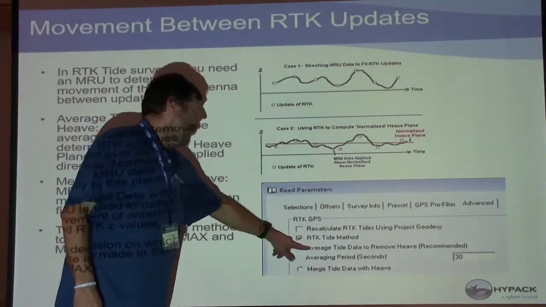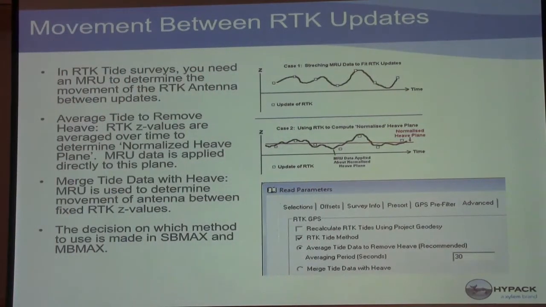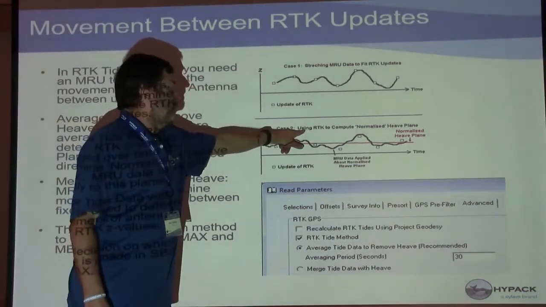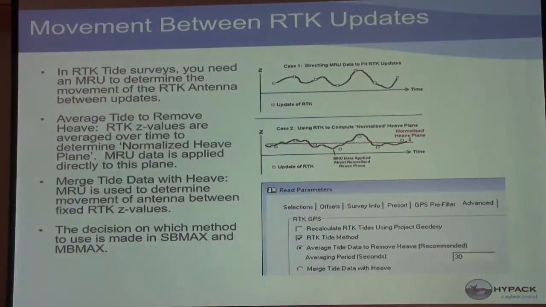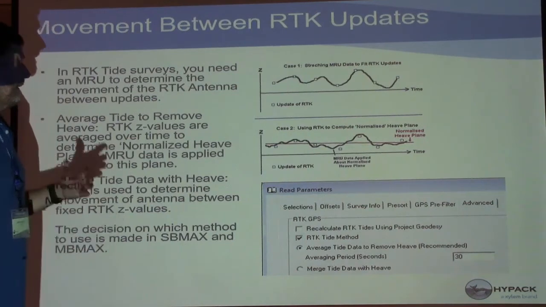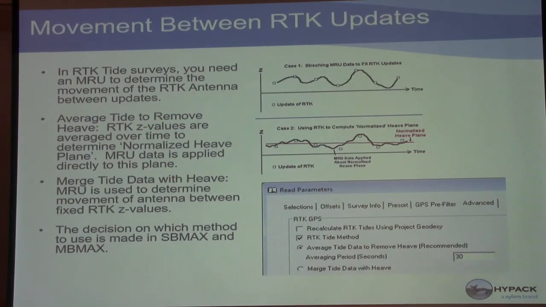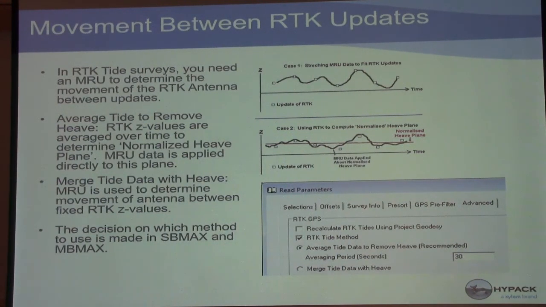Okay, so you have a couple options in the editor. You would choose the RTK tide method, that's the average method. There's another one called merge tide data with heave, where basically you're using RTK in order to compute the normalized heave plane. And then the MRU is being applied above the normalized heave plane. Does that make sense? But playing around with the values, there are variances. It appears, from what I understand, that in really rough waters, the second method works a little bit better, the merge tide data with heave, but almost everybody uses the other option.